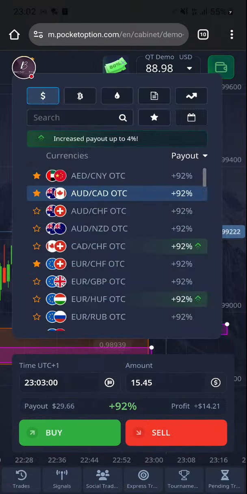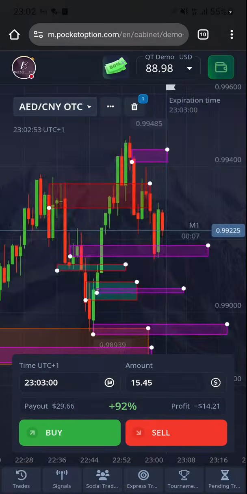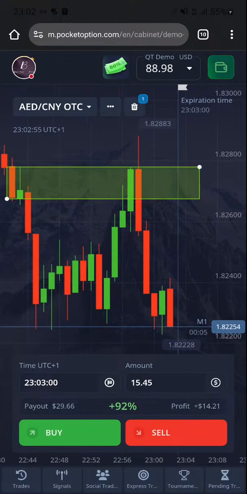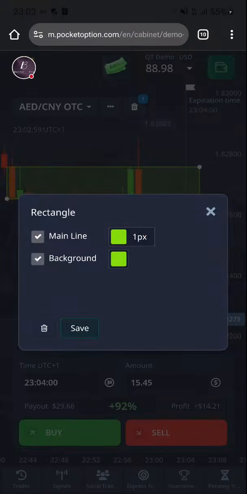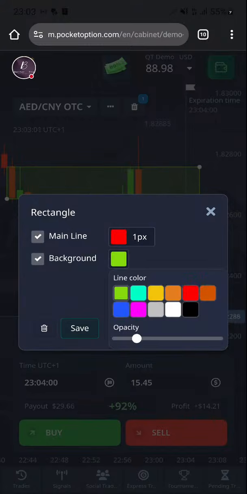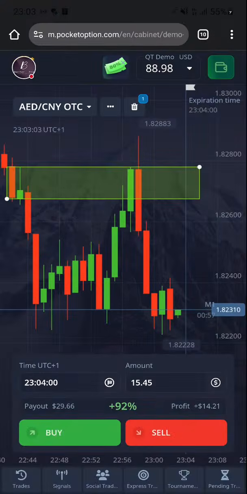Okay, so let's check. Okay, we have that rejection from that supply area here. Look at that beautiful rejection. Makes so much sense.